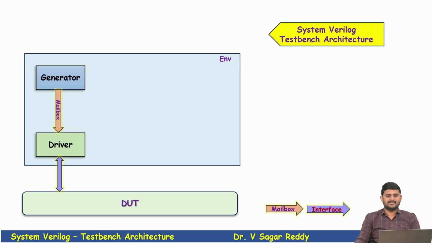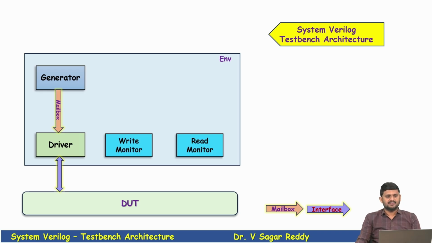The next one, the interface, is shown as a purple bidirectional arrow at the bottom. It is also a SystemVerilog construct that bundles all the signals between the test bench and the DUT into one single connection. So instead of passing 20 individual signals separately, you pass one interface handle. The driver writes to it, the monitor reads from it, and the DUT is connected to it. Simply, the mailbox connects the test bench components to each other, whereas the interface connects the test bench to the DUT. Two channels, two different jobs.